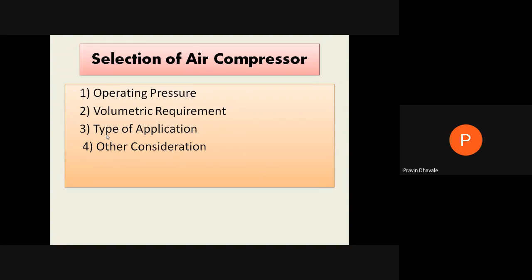And the fourth criterion for the selection of the air compressor is related to cost: the initial cost, the maintenance cost, and the operating cost. It depends on how much the initial cost should be, how much the maintenance cost will be, and what the operating cost will be. And another one is the reliability of that device, that is, the compressor. It also affects the selection of the compressor.